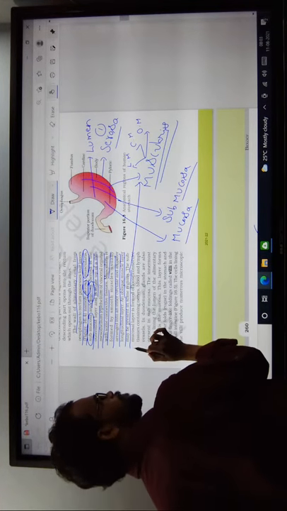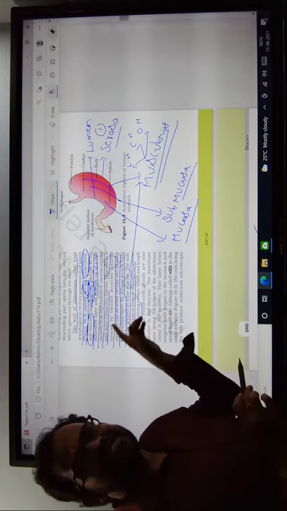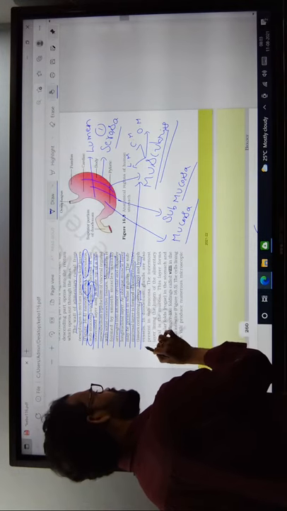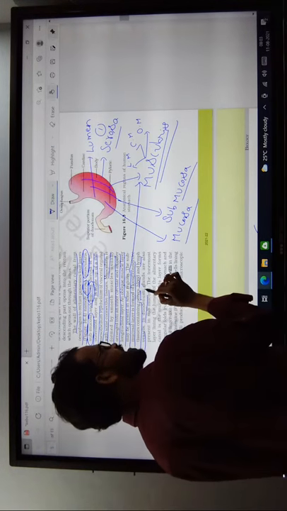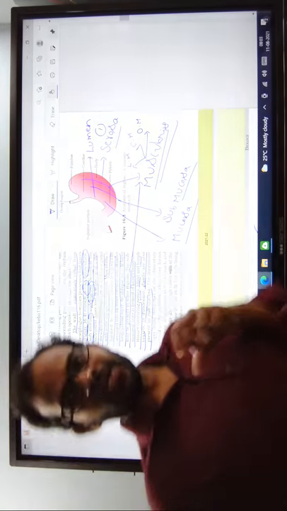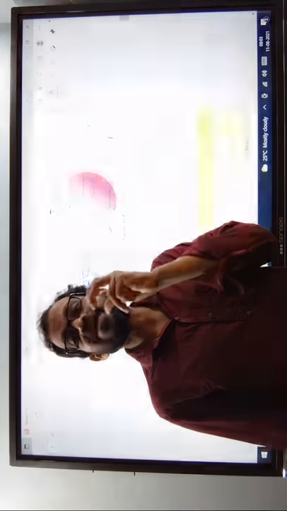Next one, the submucosal layer. It is formed of loose connective tissue. This submucosa contains nerves, blood vessels, and lymph vessels. In the duodenum, glands are also present in the submucosa. These glands are Brunner's glands.